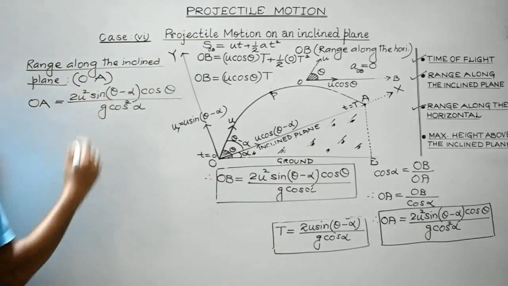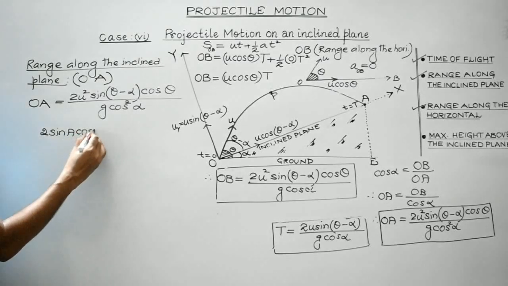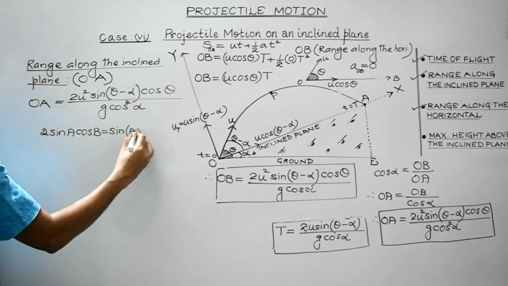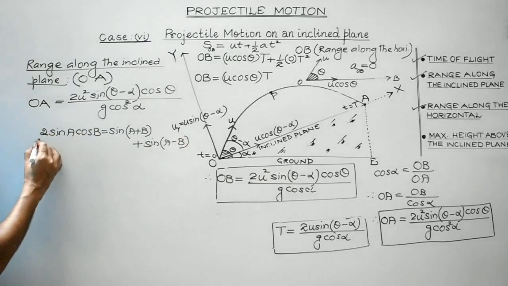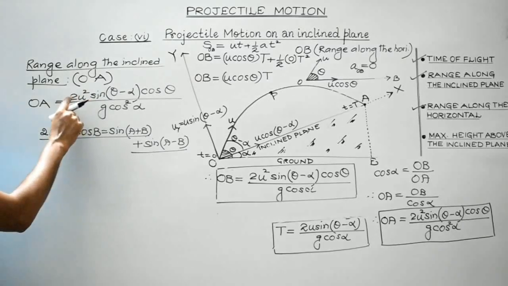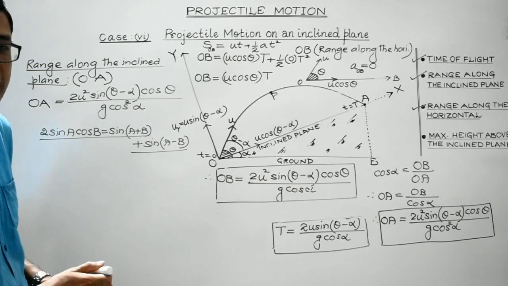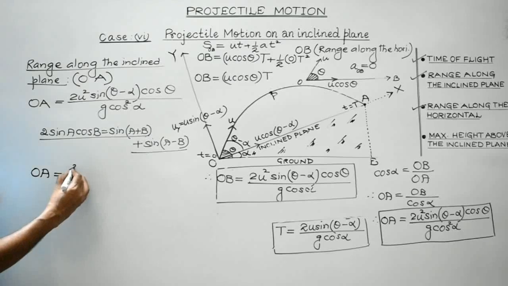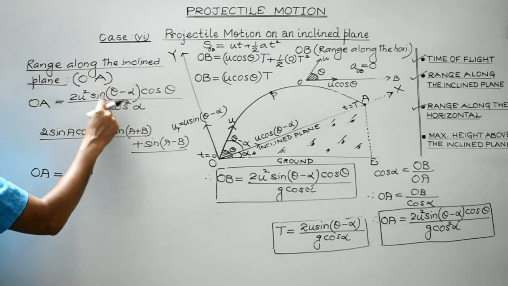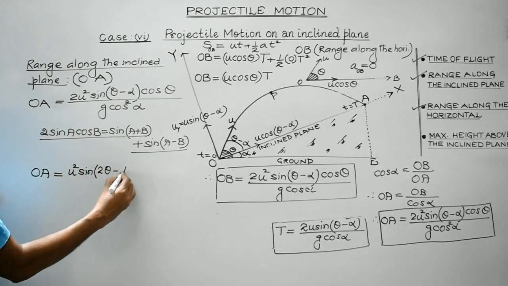Now let's try to rearrange this term. Look, we are aware of this formula. 2 sine A cos B is equal to sine A plus B plus sine A minus B, right? Let's make use of this trigonometric formula. This is in the form of 2 sine A cos B. It can be written as sine A plus B plus sine A minus B, right? This is a trigonometric formula which we'll make use of in order to rearrange the terms. Therefore, range along the inclined plane would be given by u square sine A plus B. This is A and this is B. Theta minus alpha plus theta, that will give us 2 theta minus alpha, right?